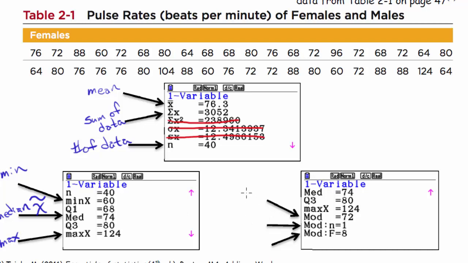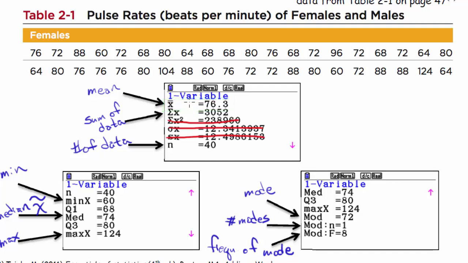Alright, over here we have our mode. Alright, and then where it says mode n, this is the number of modes, because perhaps this might not be unique. And here we have the frequency of our mode. Alright, so we can find the median is given here. Next we talked about the mean, which is given also, x bar.